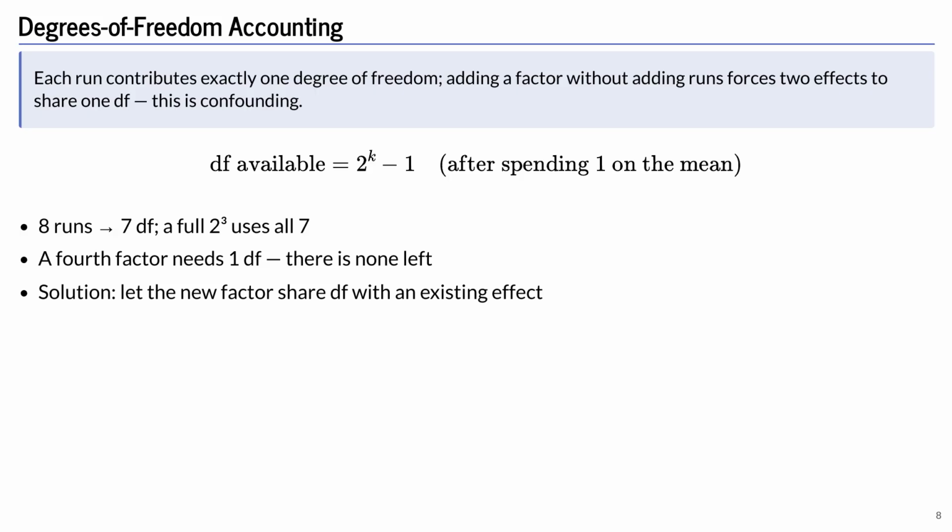After spending 1 degree of freedom on the grand mean, a design with n runs has n-1 degrees of freedom to allocate across effects. A full 2 to the k uses all of them. The problem arises when you want to add a factor without adding runs. That new factor needs a degree of freedom. There are none left. The only solution is to let the new factor share a degree of freedom with an effect that already exists. That sharing is confounding. 2 effects occupy the same degree of freedom, and the data cannot tell them apart.